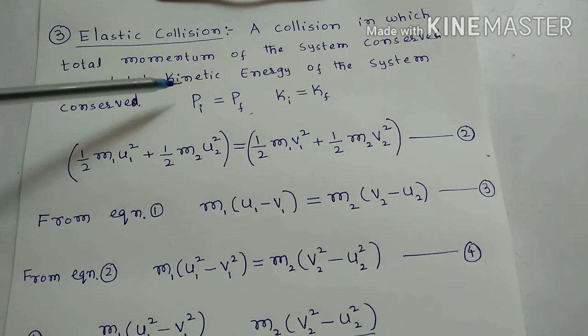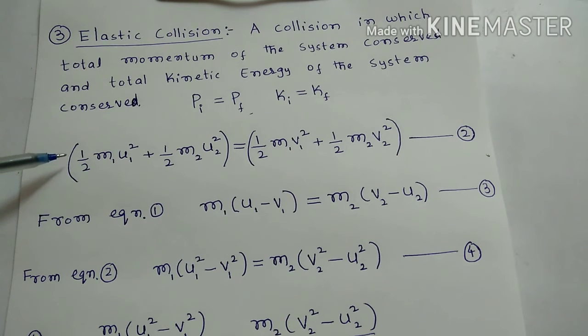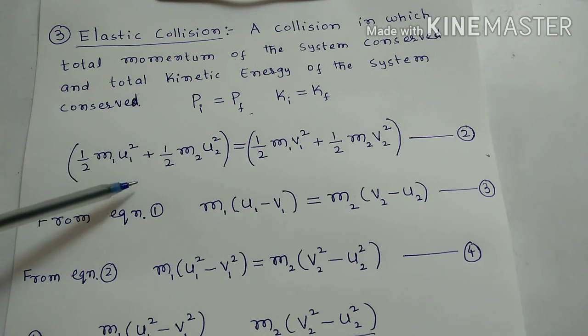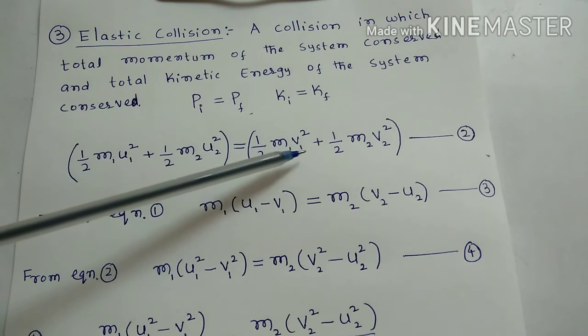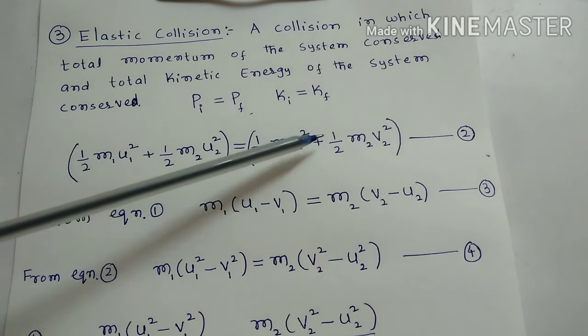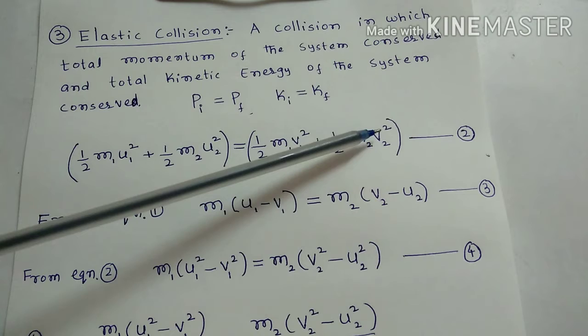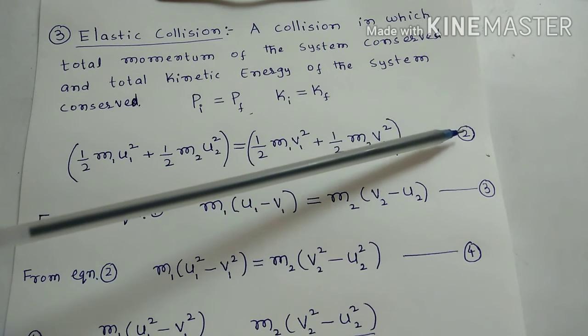Already we have written PI equal to PF in equation 1. So, kinetic energy also we can write. Before collision, the kinetic energy of the system. Your system means two particles, M1 and M2. So, initial total kinetic energy of M1 and M2 is half M1 U1 square plus half M2 U2 square equal to final kinetic energy, half M1 V1 square plus half M2 V2 square. I am calling this equation 2.